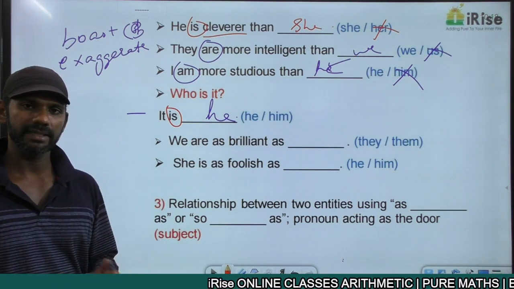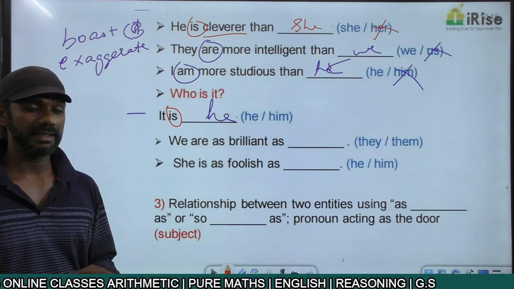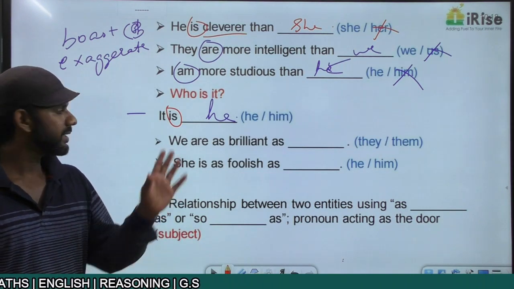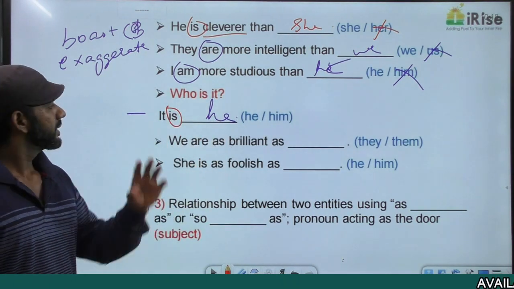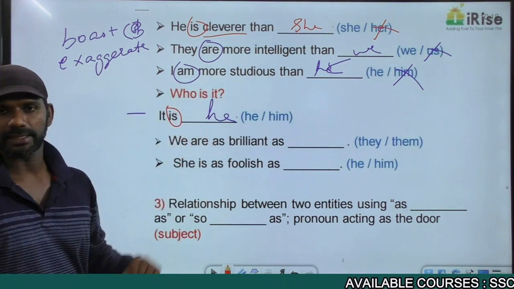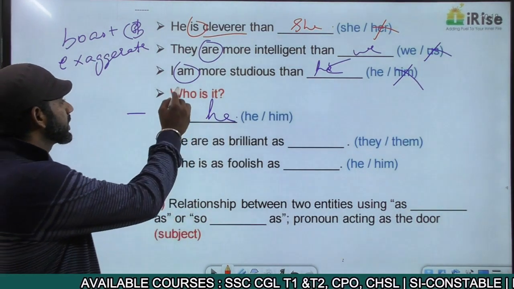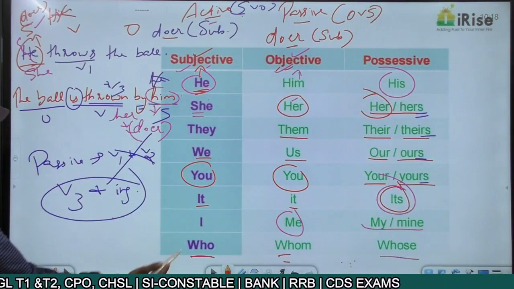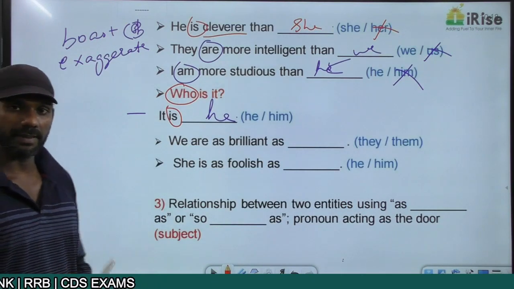It is he, it is I, it is she. All these are correct. It is him, it is her, it is me. All these are wrong. That's one reason: linking verb, pronoun must be in the subjective. Another reason: this is a question and answer. The question is, who is it? The pronoun in the question is who. Who is subjective, who is the subject. So the pronoun in the question is who, subjective.